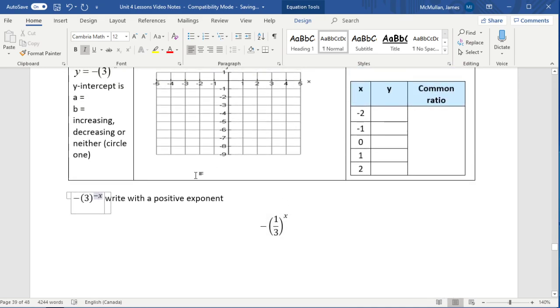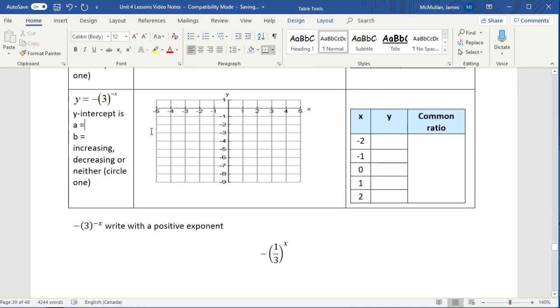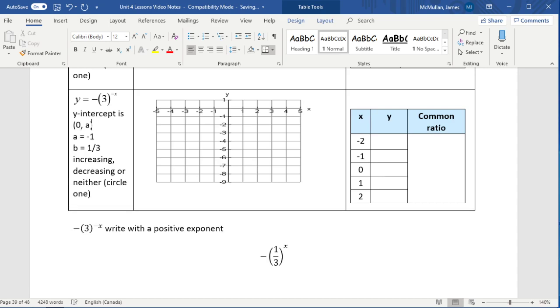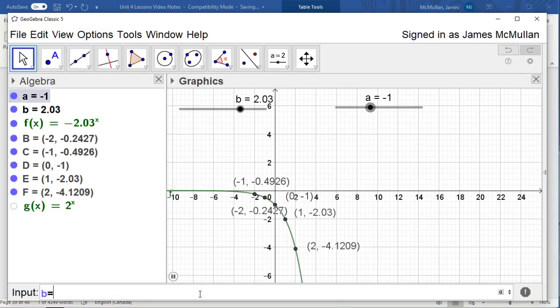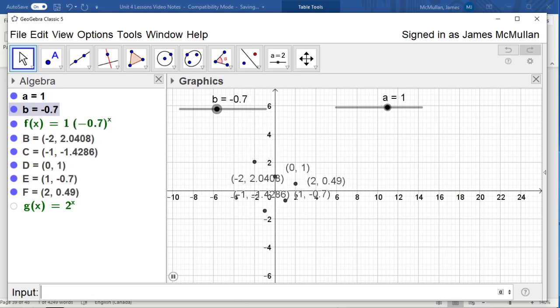So this is really what we're being asked to draw here. The a value is -1. The b value is 1/3. The y-intercept is going to be located at 0a, so in this case 0, -1. And the function is going to be decreasing. Actually, no, sorry. The function is going to be increasing. Let's draw it. So, a equals -1, b equals 1/3.